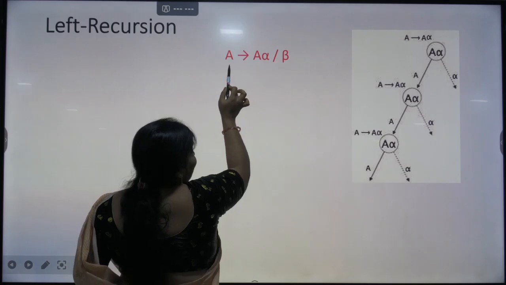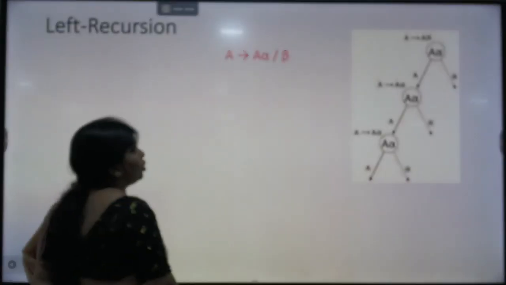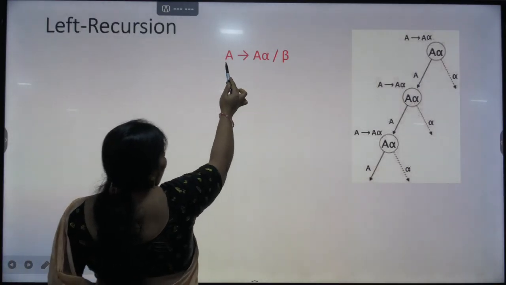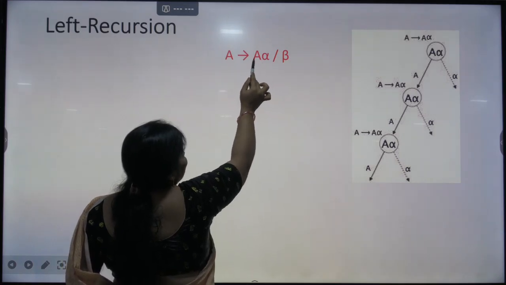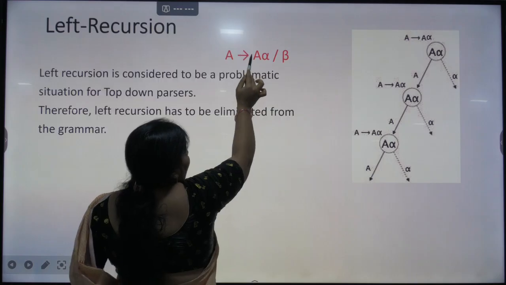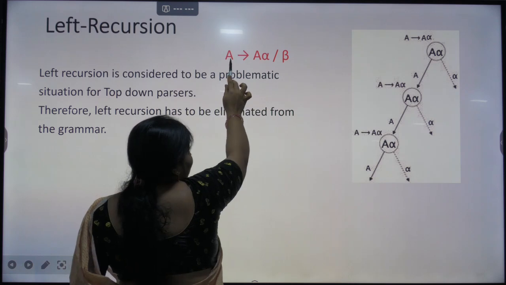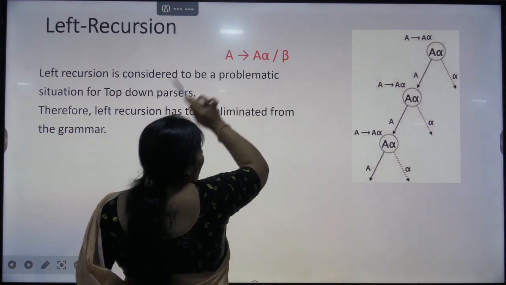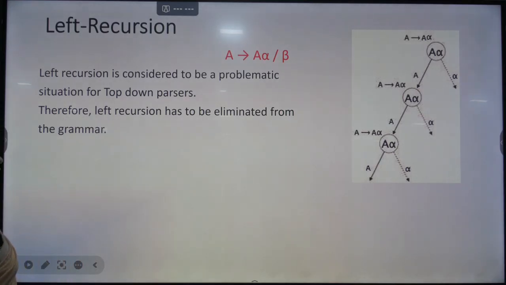Here capital A is a non-terminal. Non-terminals always have the productions. Whatever non-terminal we specify here, the same non-terminal is there after the production. The arrow symbol is a production, right? Before the arrow, whatever non-terminal symbol is there, after the arrow also, if we have the same non-terminal symbol, then we can say that it has a left associativity problem.